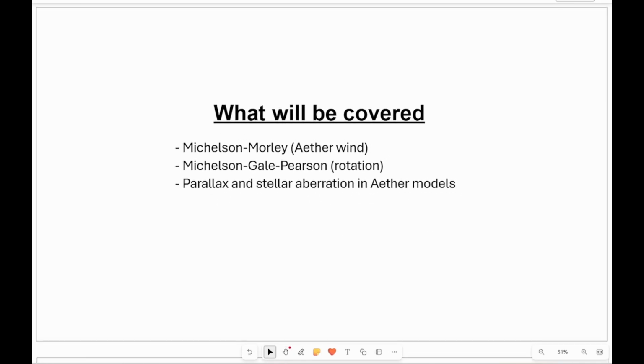So we're going to look at the Michelson-Morley experiment again, and this is the Aether wind. Then we're going to look at the Michelson-Gale-Pearson, which is the rotation, and then from there we're just going to look at parallax and stellar aberration in Aether models and how that would work.